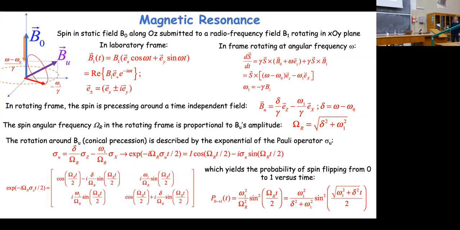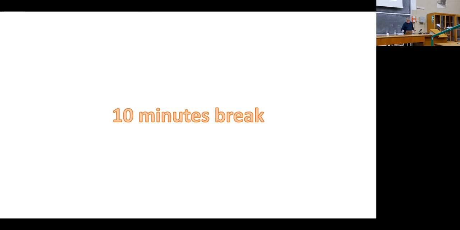And this is called the Rabi formula, because this is an essential formula to compute how a spin which is prepared in one state evolves to the other state under the effect of an RF field. Once you have done that, I will show you on the next slide how you use that to do spectroscopy. But I will stop at this point for 10 minutes.